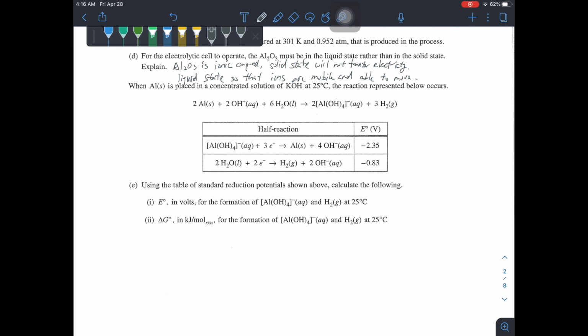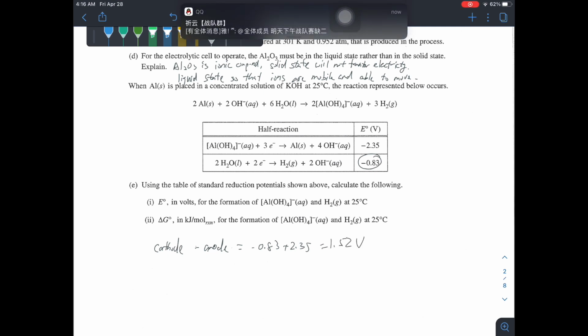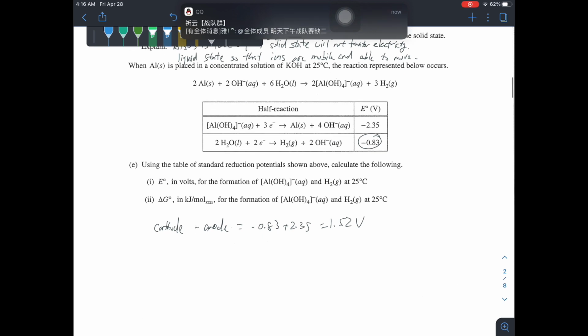Then let's look at question E. So in question E, it's asking about how to calculate E, which is in volts. Let's write down the equation, which is cathode minus the anode. And usually we always take the highest number as our cathode, which is minus 0.83, and we plus 2.35 in this case. So we will get a number of 1.52 volts.